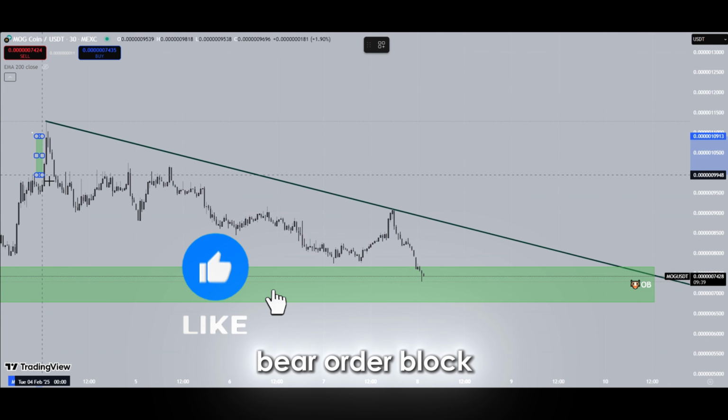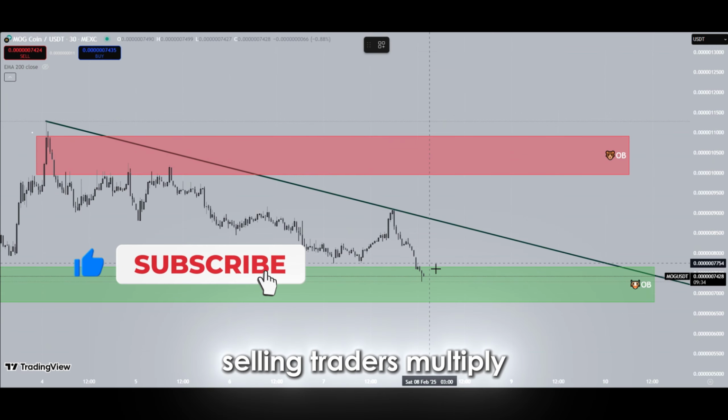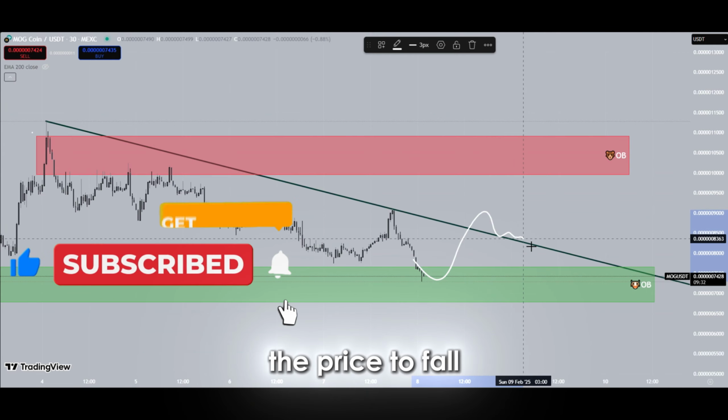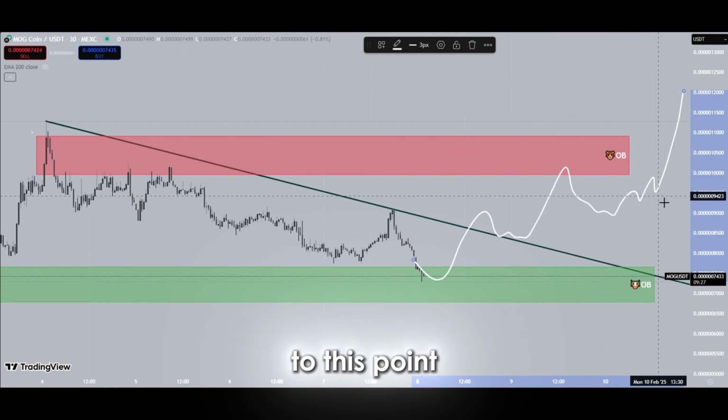There is a bear order block at the top, which represents the zone of strong sellers. At this level, selling traders multiply, which may cause the price to fall. If the price comes here, many people may sell. Please pay attention to this point.